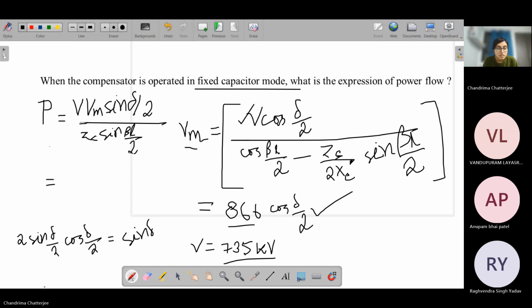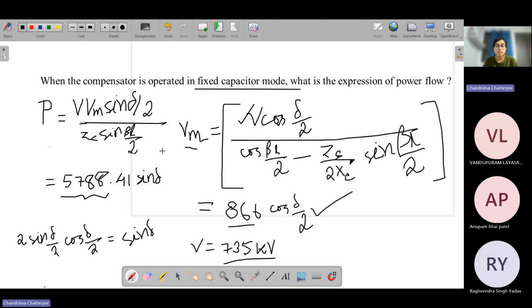5788.41. 5877. 5788 point five seven. 5788.41. Then sin delta, ma'am. Sin delta. Are you sure? This answer only. I don't think so. If you combine it, then it will not be 5788.